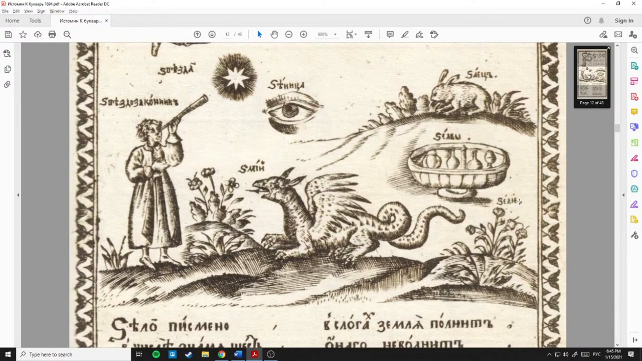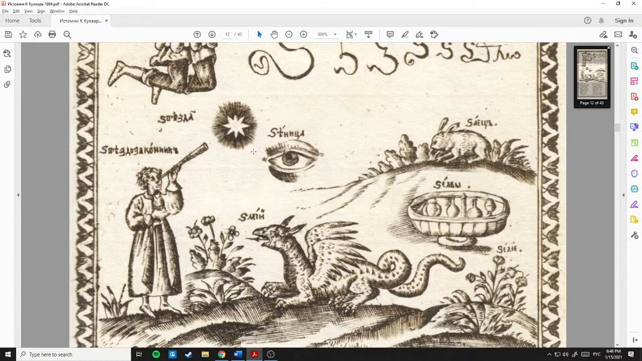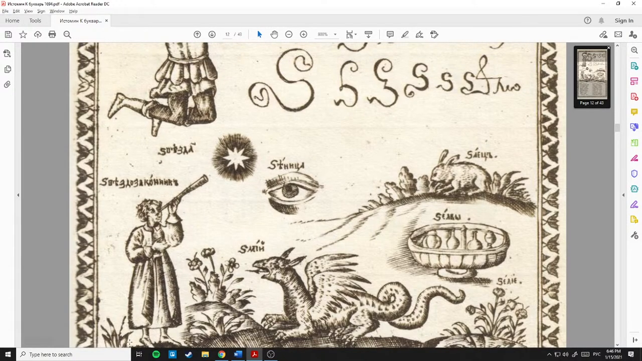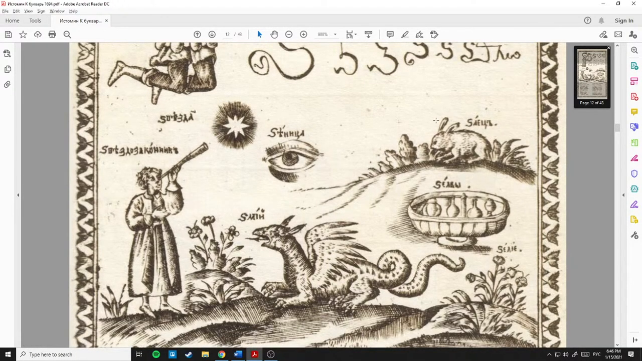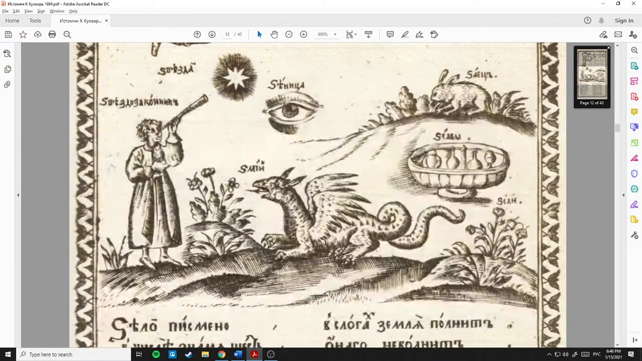Or zenica got contaminated with zrenica. Interesting. And zelje, which also didn't contain the z, also contained the z sound. So let's go over this. We have a pupil, we have star, we have astronomer, we have hair. So this is not a bunny, this is a hare.